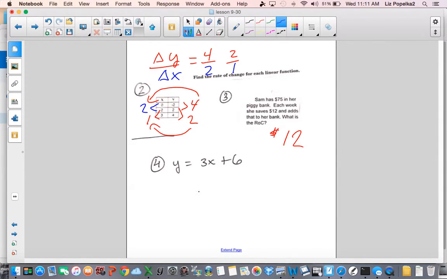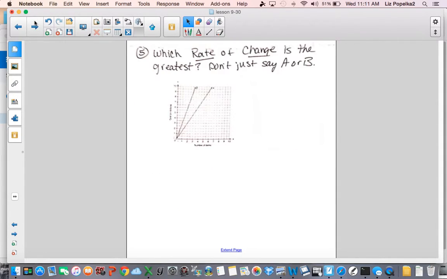Remember that this coefficient in front of the x represents your rate of change. So this 3 is our rate of change. You could also say 3 over 1, however you decide to do it, if you actually turned it into a rate. Either way, it's fine by me. Your x value is changing by 3 every time your x changes. So that's your rate of change.